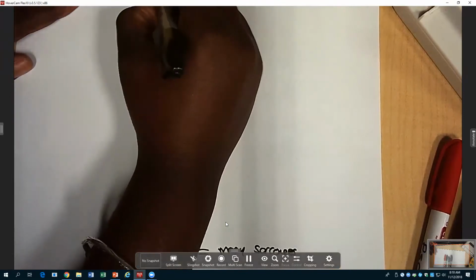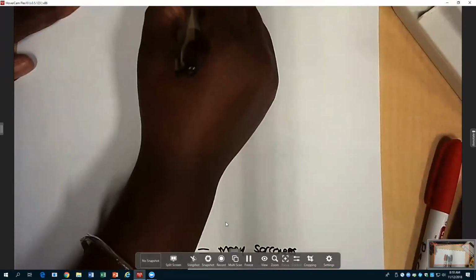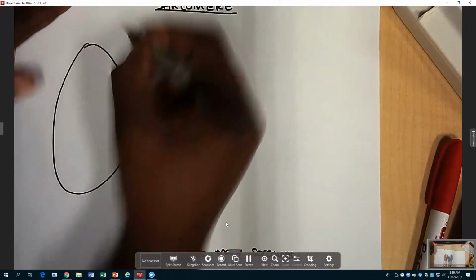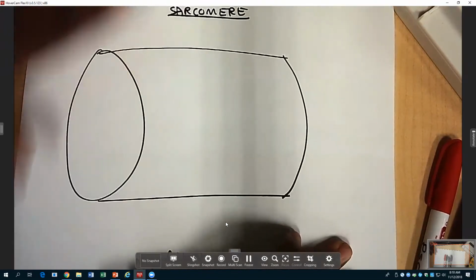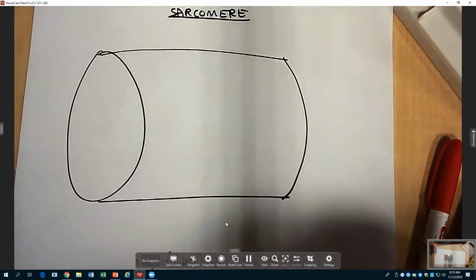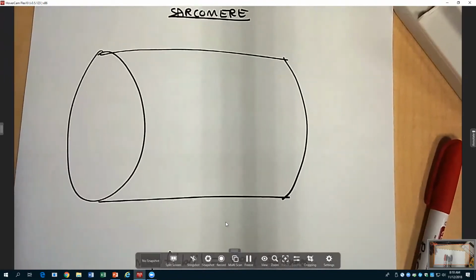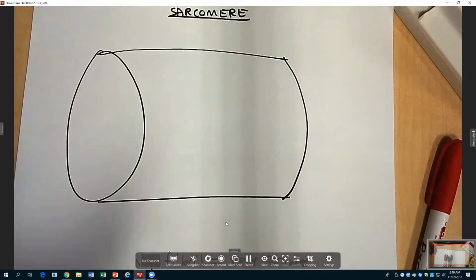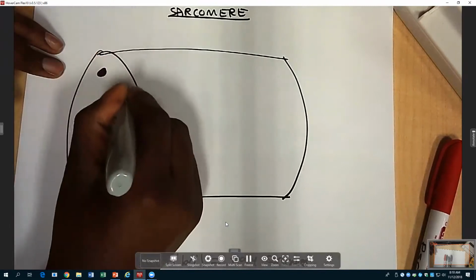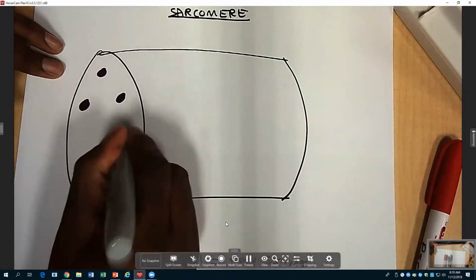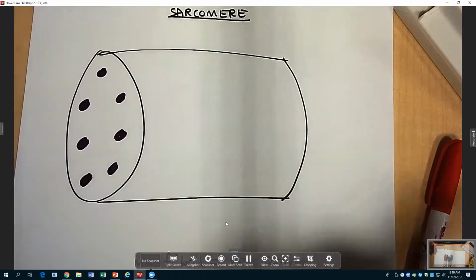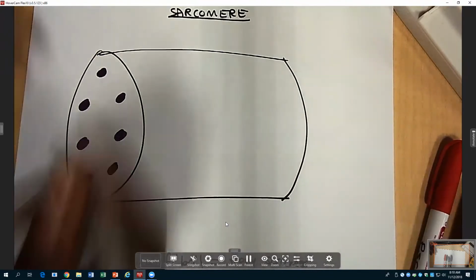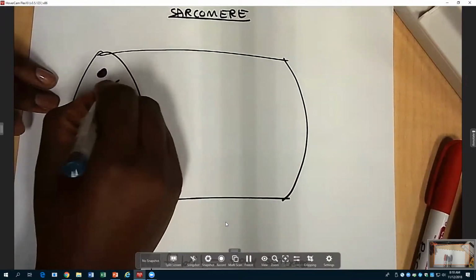So we're going to draw one sarcomere here. We're going to draw it as a cut surface or cross section. And if we took a cross section here, we could see two alternating proteinaceous filaments. One is thick and one is thin. One is called the thick filament and one is called the thin filament.